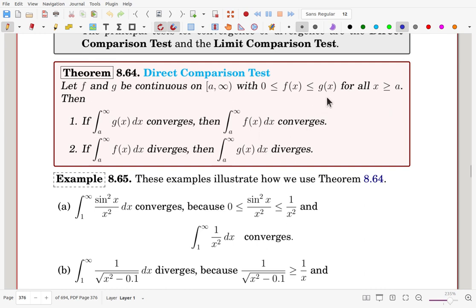The reason is that for the larger one, the value exists, then for the smaller one, it must be convergent. Now, once the integral of f diverges, then for the bigger one, the integral of g should diverge. It's quite a straightforward test. Let's see these examples.